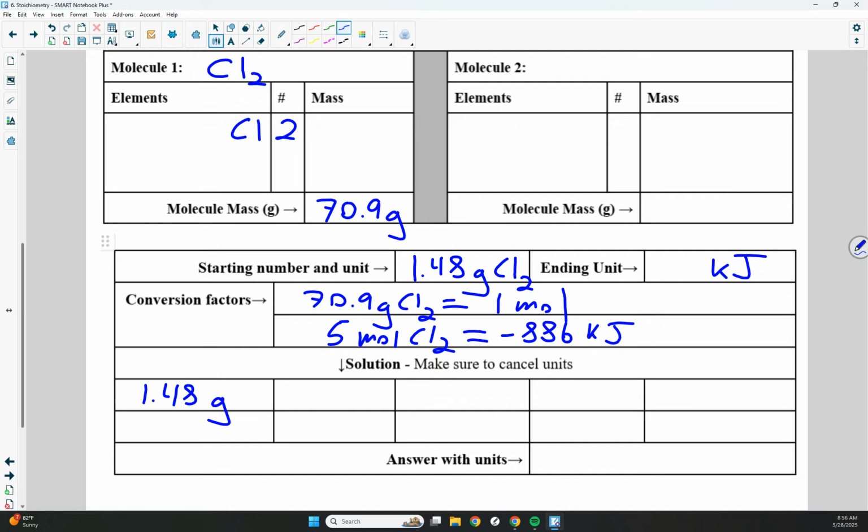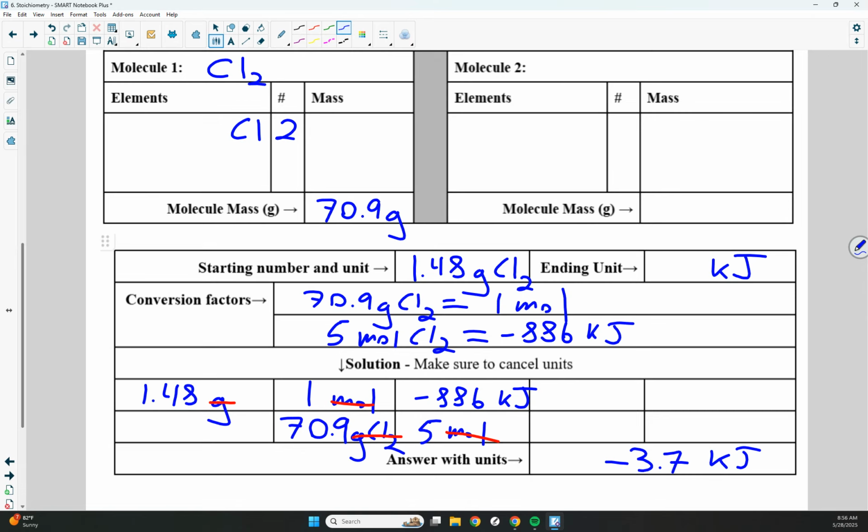So I don't need to keep writing chlorine here since that's the only chemical that we are working with. So I'm going to put the molar mass of chlorine down here, and that's going to enable me to convert from grams to moles. And then I'm going to use my second conversion factor to convert from moles into kilojoules. I arrange it like that so that I can cancel out moles, and that leaves me with an answer in kilojoules. And when I do my math there, I'm going to get negative 3.7 kilojoules.